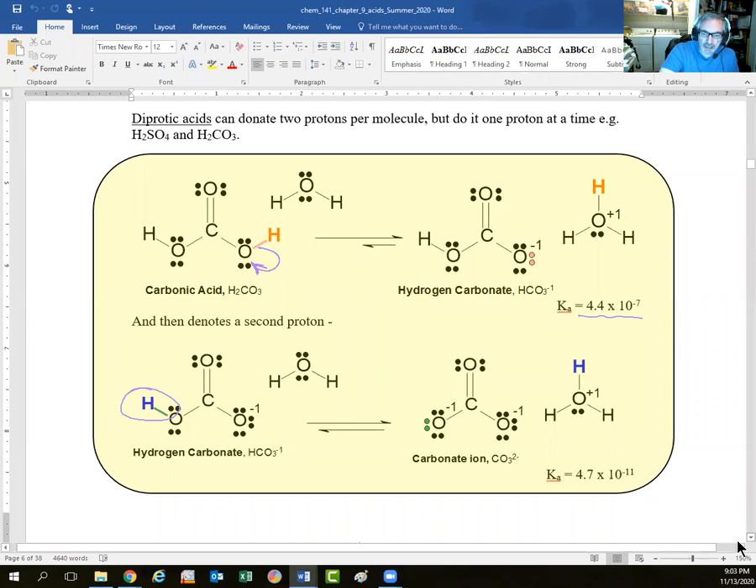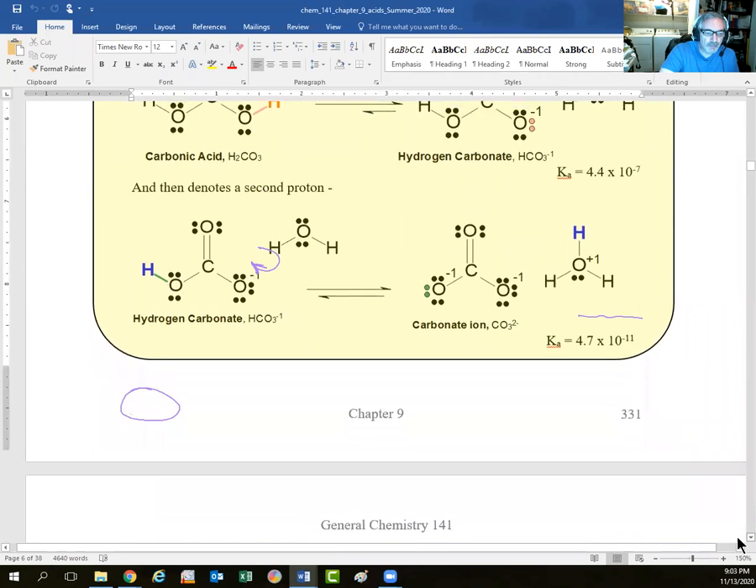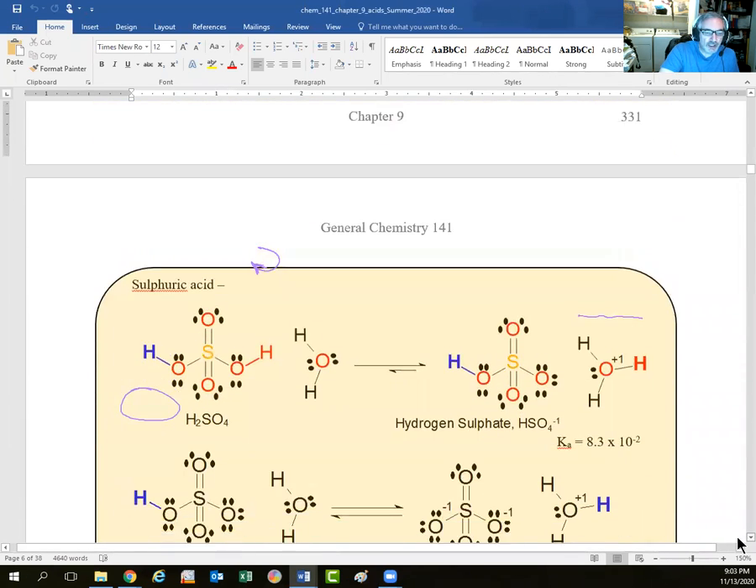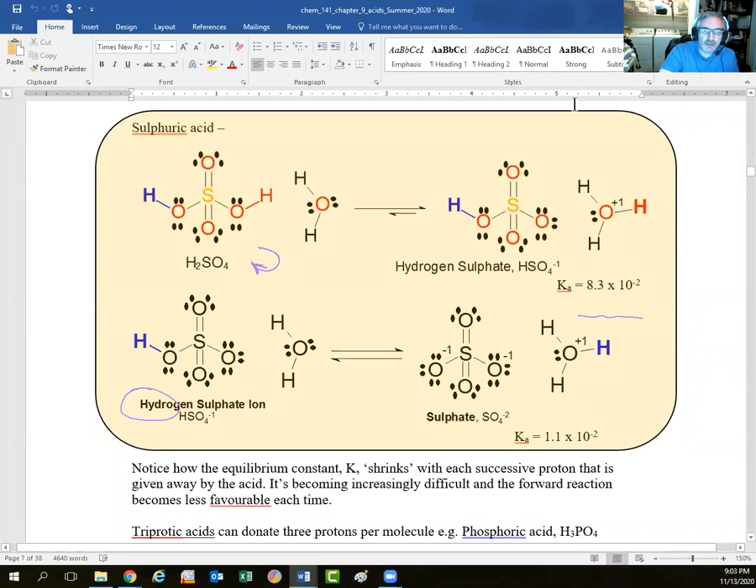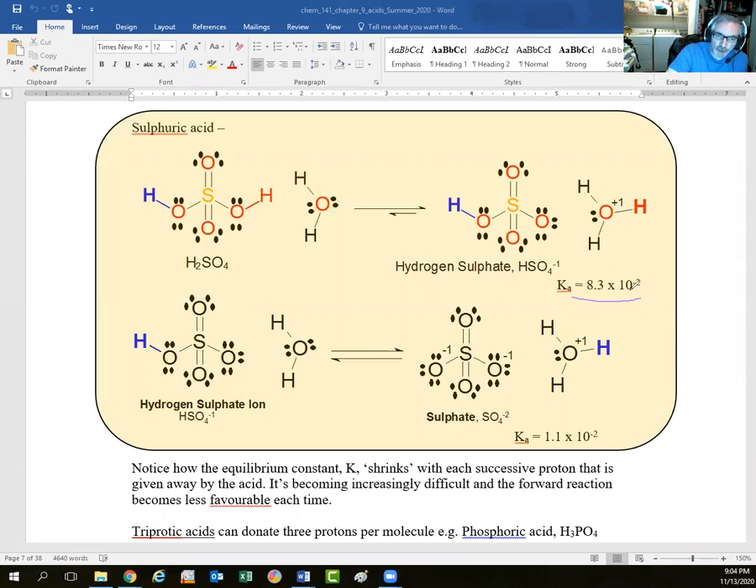So that's carbonic, H2CO3. We can also look at sulfuric acid. Whoop, still got my markings up there. There we go. And so in a very similar vein, we see each proton donation as an individual step. Sulfuric acid is a strong acid, so that first proton donation has a strong value for the Ka, 10 to the minus 2. That's pretty good in dilute aqueous solutions.